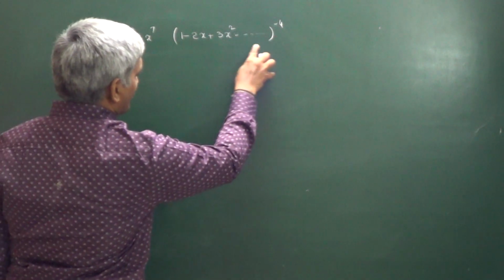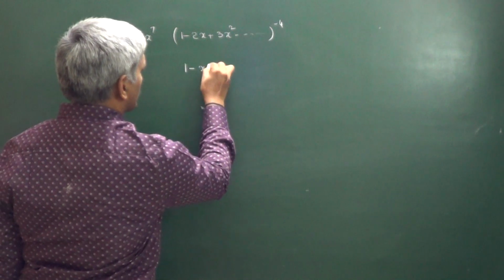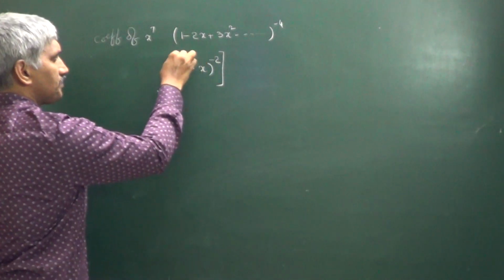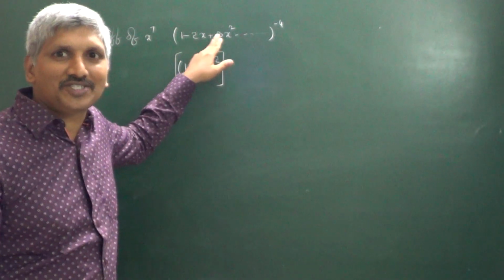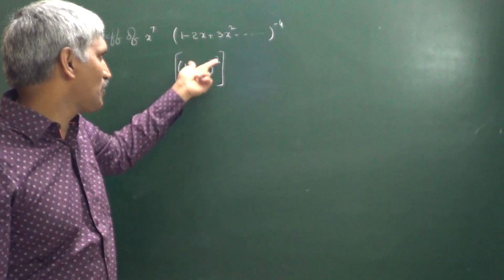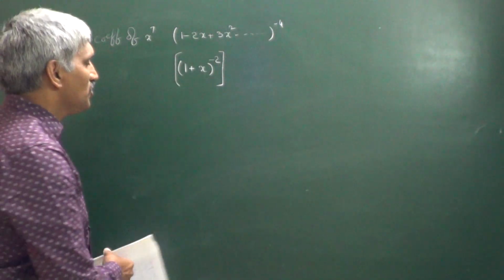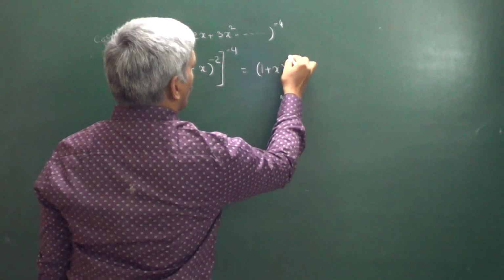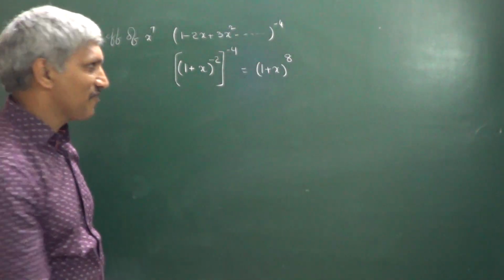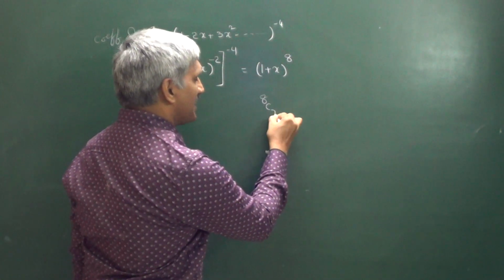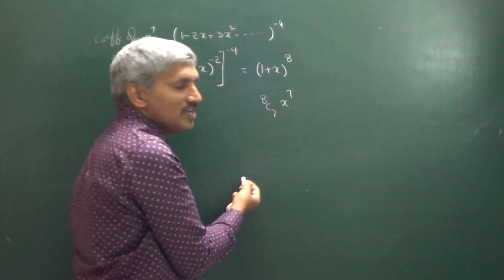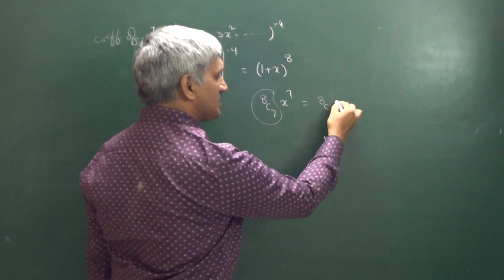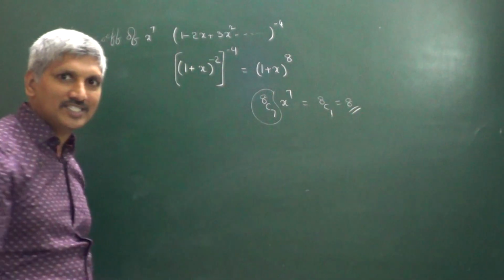Right. First of all, this can be written as (1 + x) to the power of -2, because 1 - 2x + 3x² - and so on is the expansion of (1 + x)^-2, whole to the power of -4. That we can write as (1 + x) to the power of 8. So the coefficient of x to the power of 7 is 8C7. So x power 7 coefficient is 8C7, that is nothing but 8C1. So we are getting 8 as the answer.